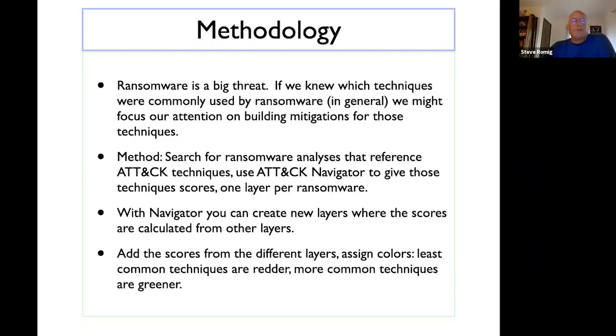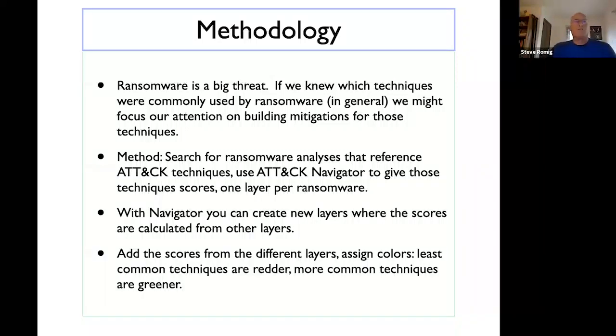And I'm doing this by adding scores to the different techniques. And those scores are used to assign colors. It just does that automatically. As we add the different layers together, the things with higher scores will be the techniques that are more common amongst the different samples of malware or ransomware that we're looking at. The higher scores will be greener and the lower scores will be red.